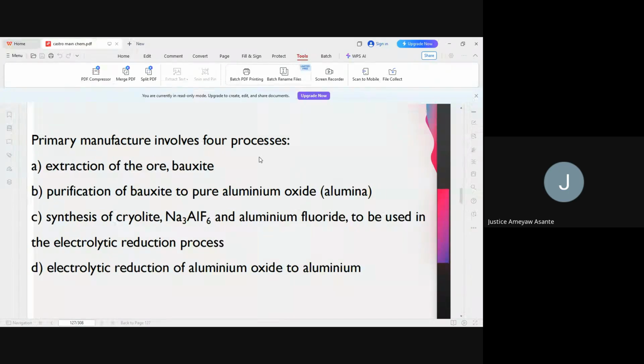First, you have to go and extract the bauxite from the earth. Then you have to purify the bauxite. Then you have to melt it with the cryolites, then pass it through the electrolytic reduction before finally you do the reduction of aluminum oxide.